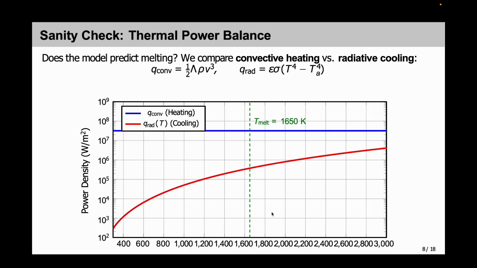The story here is simple and powerful. We've marked the melting temperature of silicate rock at 1650 Kelvin. At this temperature, look at the difference between the lines. The incoming heating from the blue line is orders of magnitude higher than the energy the particle can radiate away from the red line. This enormous surplus of energy, this heating gap, must go somewhere. It goes directly into vaporization.